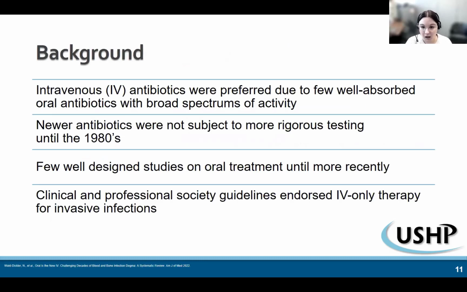A little bit of background on this topic. For many years, it was assumed that IV antibiotics are necessary to successfully treat invasive infections such as osteomyelitis, endocarditis, and bacteremia. This presumption stems from uncontrolled case series from the 1940s and 50s and the limited bioavailability of the few oral antibiotics that were available at that time. Think like erythromycin, tetracycline, things like that. There were few well-designed studies comparing the efficacy and safety of oral antibiotics for these infections until more recently. And the necessity of IV-only therapy for these diseases has kind of been ingrained in clinical and professional society guidelines.